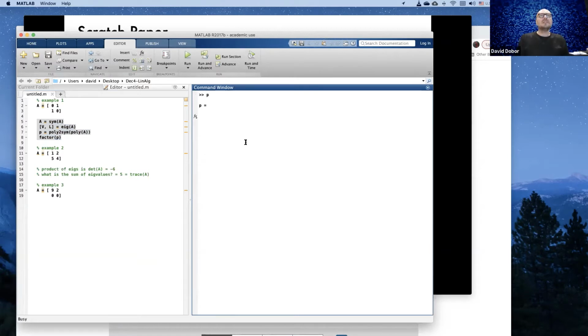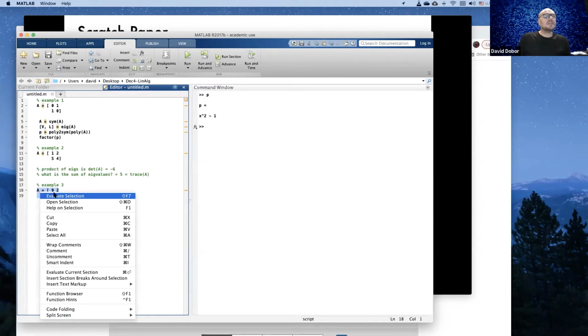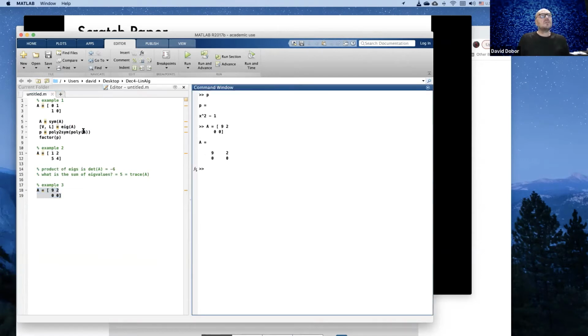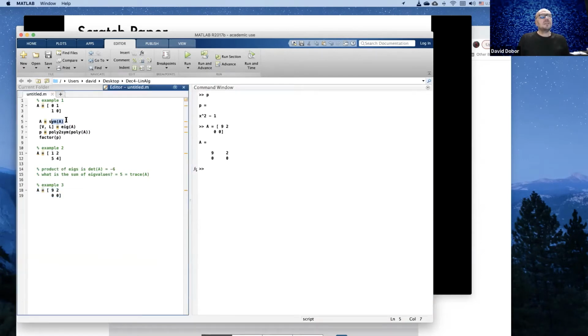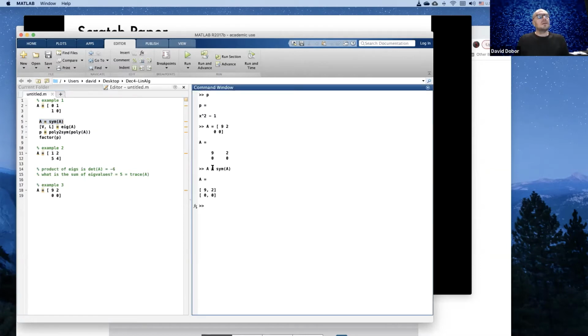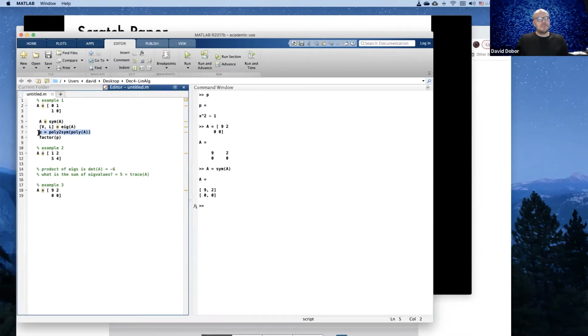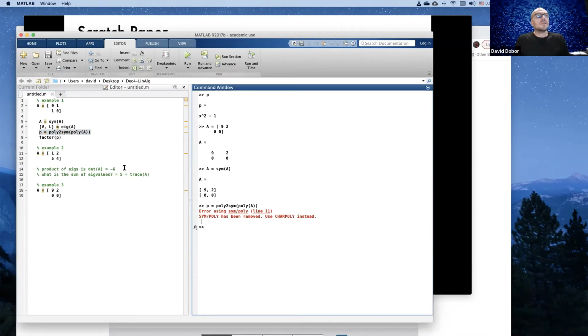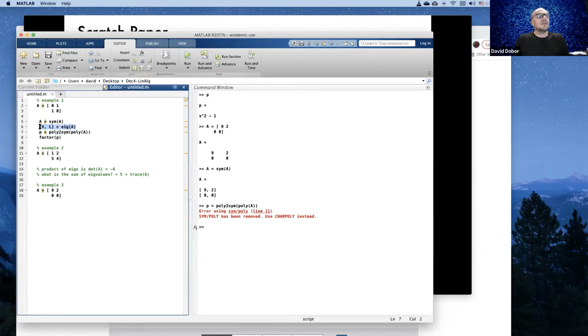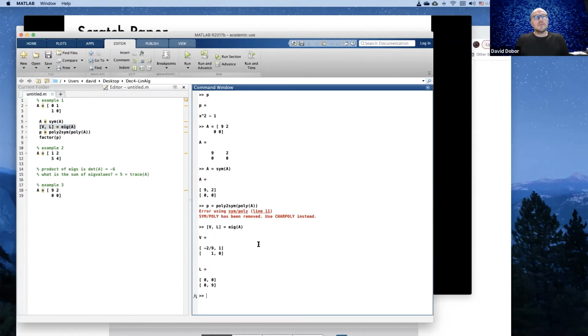So what is my P? That's not that A. So I want to run this A, and now I want to run this A. And what I'd like to do is I'd like to run this command. Okay, so that's why my poly didn't work.